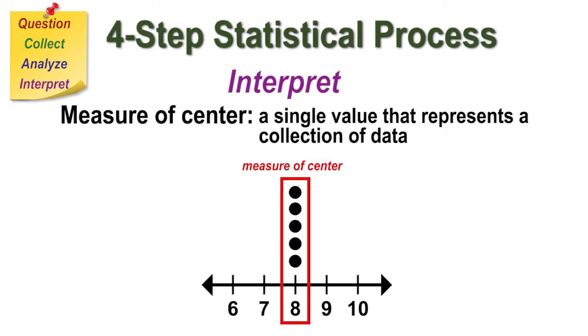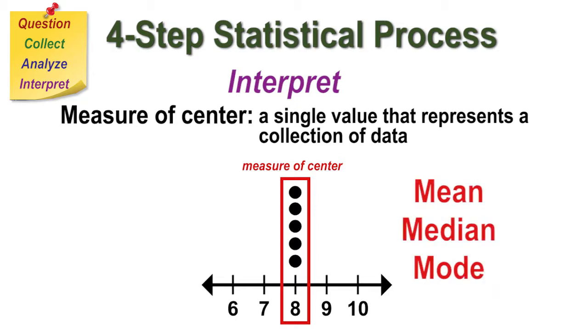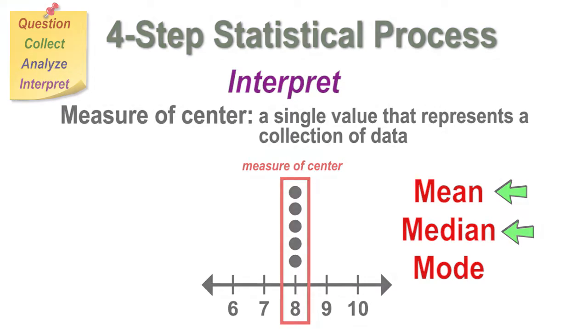The measure of center is a single number used to describe a data set. It is also known as an average. The measure of center could be the mean, median, or mode of the data set. Sixth grade students only calculate and focus on the measure of center using the mean or the median.